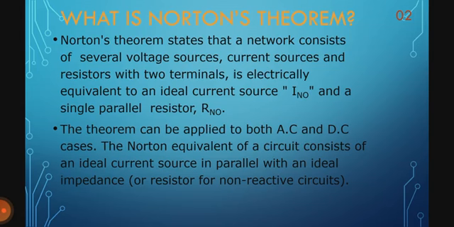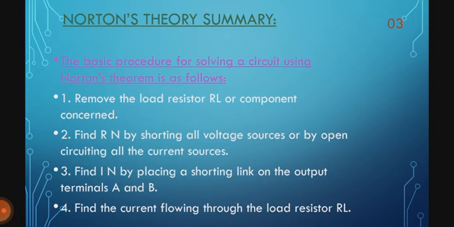And in Norton's theorem, the equivalent circuit consists of an ideal current source in parallel. Now we will see the basic procedure for solving a problem or circuit using Norton's theorem. First step is remove the load resistance, and second step is find the Rn Norton resistance by shorting all voltage sources or by open circuiting all current sources. The third step is finding Norton's current by placing a short link on the output terminals. And finally, find the load current flowing through the load resistor.